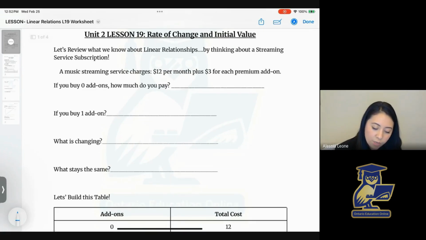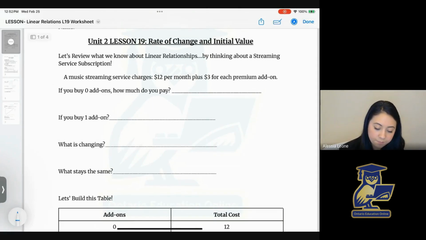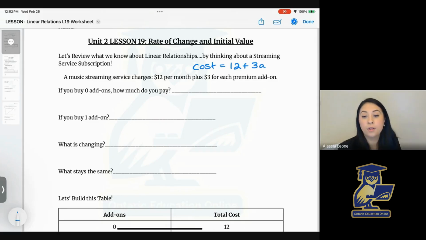So far, let's review what we know about linear relationships by thinking about our streaming service example, a new subscription. This time we're going to be thinking of a music streaming service that charges $12 a month and $3 for premium add-ons. If we buy 0 add-ons, how much are you paying? First, we need to come up with an expression to look at our total cost. So our cost for this would be $12 per month plus $3 times every add-on we get.